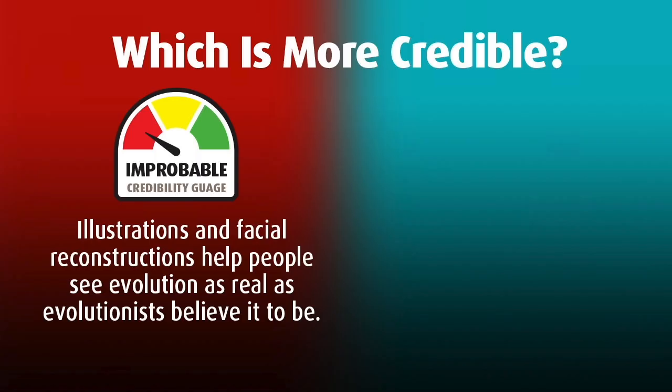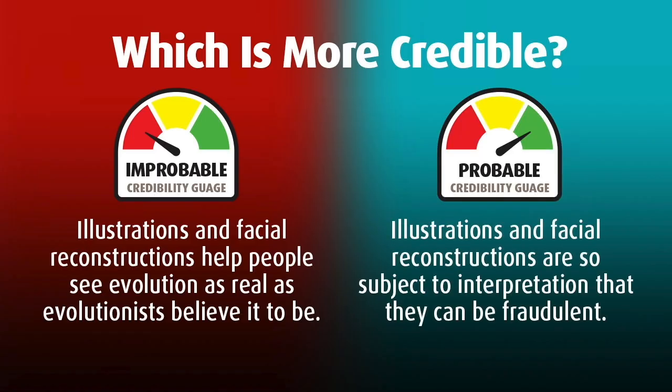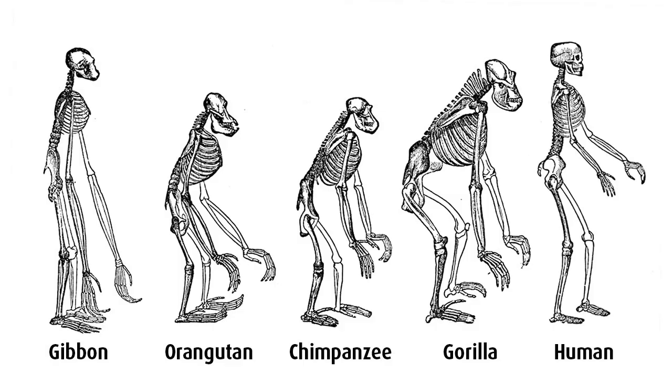Illustrations and facial reconstructions help people see evolution as real as the evolutionists believe it to be, but facial reconstructions are so subject to interpretation that they can be fraudulent. When you just look at bones, it's easy to think that there are a lot of similarities, but it's also easy to miss more important considerations.